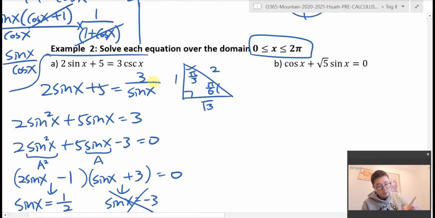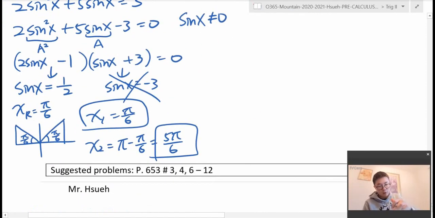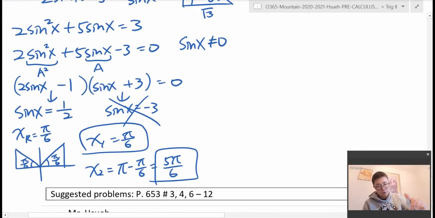Well, the only part that has a denominator is the cosecant, which is 1 over sine x. So we know that sine x cannot equal 0. Now, if you look at our equation and the restriction, they don't actually interfere with each other. So actually, we are fine.